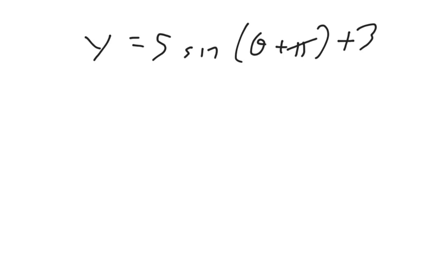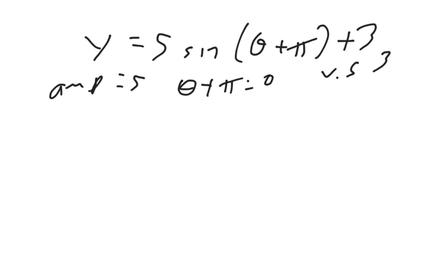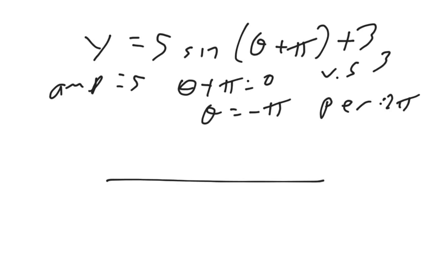Alright, we got one more here to graph. My amplitude is 5, my vertical shift is 3, and if theta plus pi equals 0, then theta equals -pi, and my period is not going to change because there's nothing in front of the theta, so my period is 2 pi. So if I start my period at -pi, and I add 2 pi, well, -1 plus 2 is obviously 1, so we're going to end my sine curve at pi.